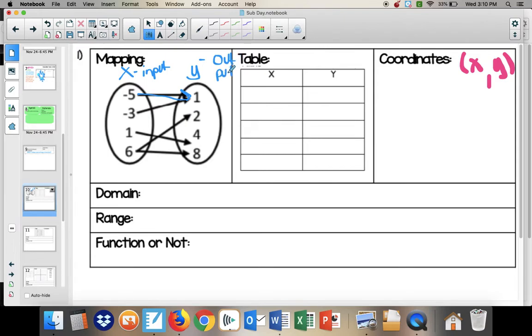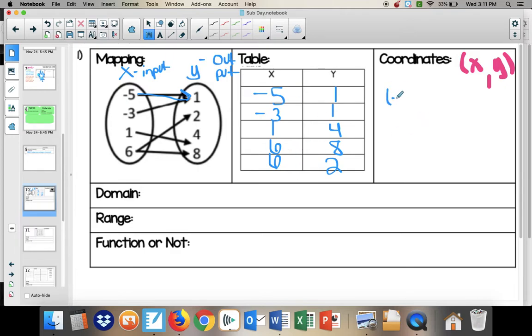All right, so I input -5. So I'm going to put this in my table now. I output 1. All right, so I input -3. Arrow goes to 1. I input 1, arrow goes to 4. I input 6, arrow goes to 8, and I input 6, and arrow goes to 2. So I'm able to go from my mapping diagram to my table.